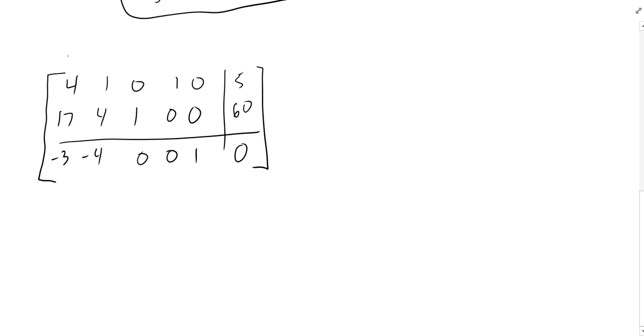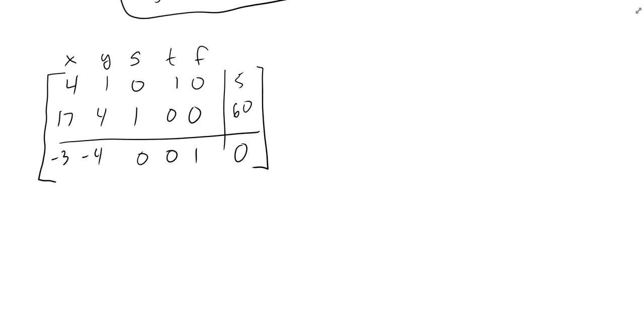I've got another example. We're trying to solve this maximization problem using the simplex method. And our variables are x, y, s, t, and f. And there's our matrix. It's 4, 1, 0, 1, 0, 5, 17, 4, 1, 0, 0, 60, negative 3, negative 4, 0, 0, 1, 0 for our objective function there in the bottom row.